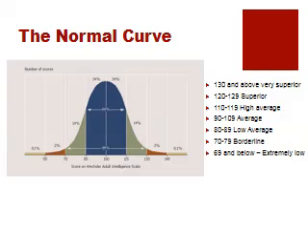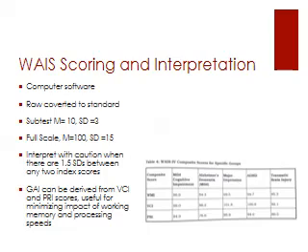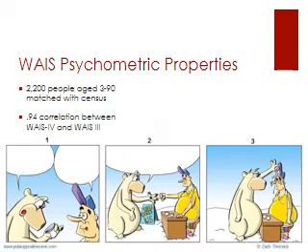For the WAIS, the standard deviation is 15 and the average is 100. And here's how they break down intelligence level. With the WAIS administration, there's a starting point, and if you obtain a 0 on the first 2 items, there's a reverse rule. There's also a point at which you discontinue administering the questions. Using computers to score, everything is converted to standardized scores. And in terms of the psychometric properties, there's a big correlation between the 4 and the 3.